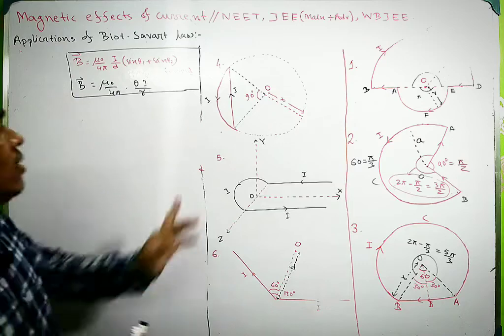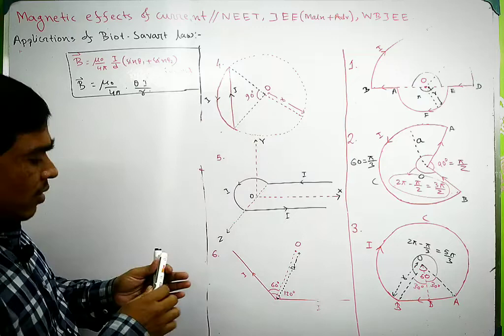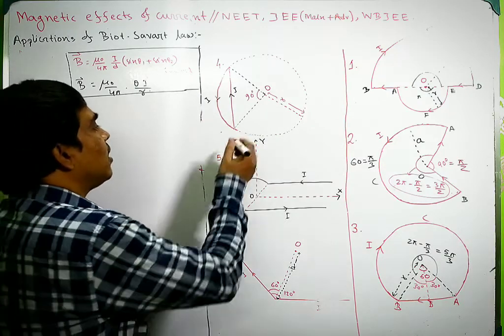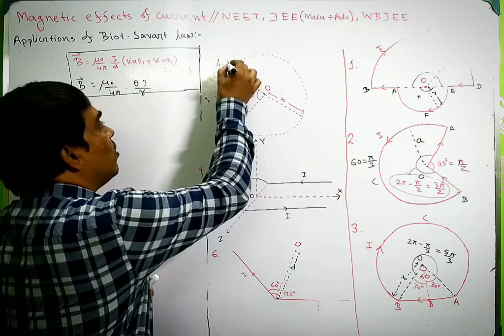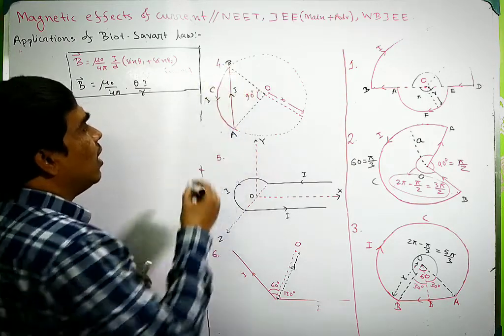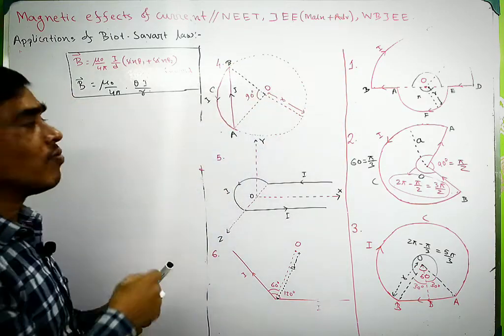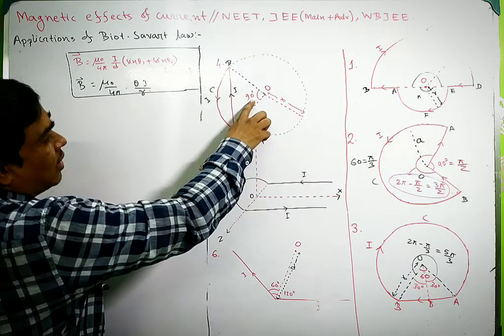Here you see, this is the circle. Suppose this is A, B, and this is C. So ACB is a portion of this circle. This angle is 90 degree.